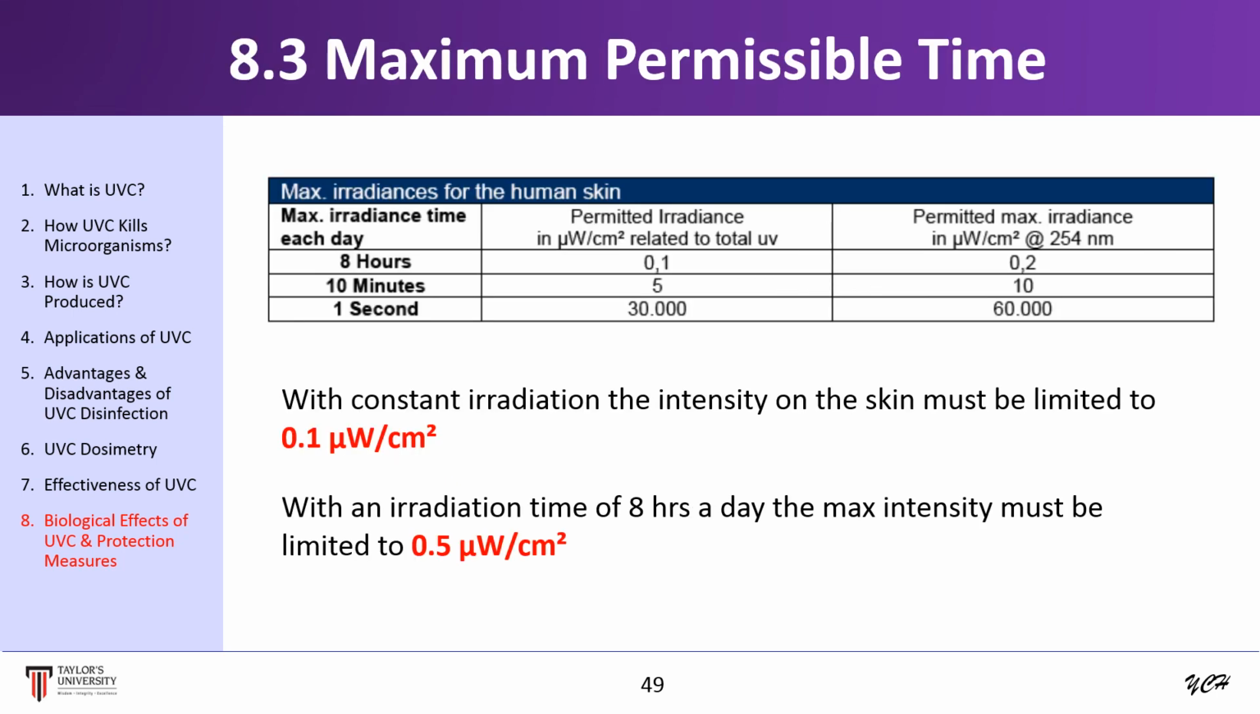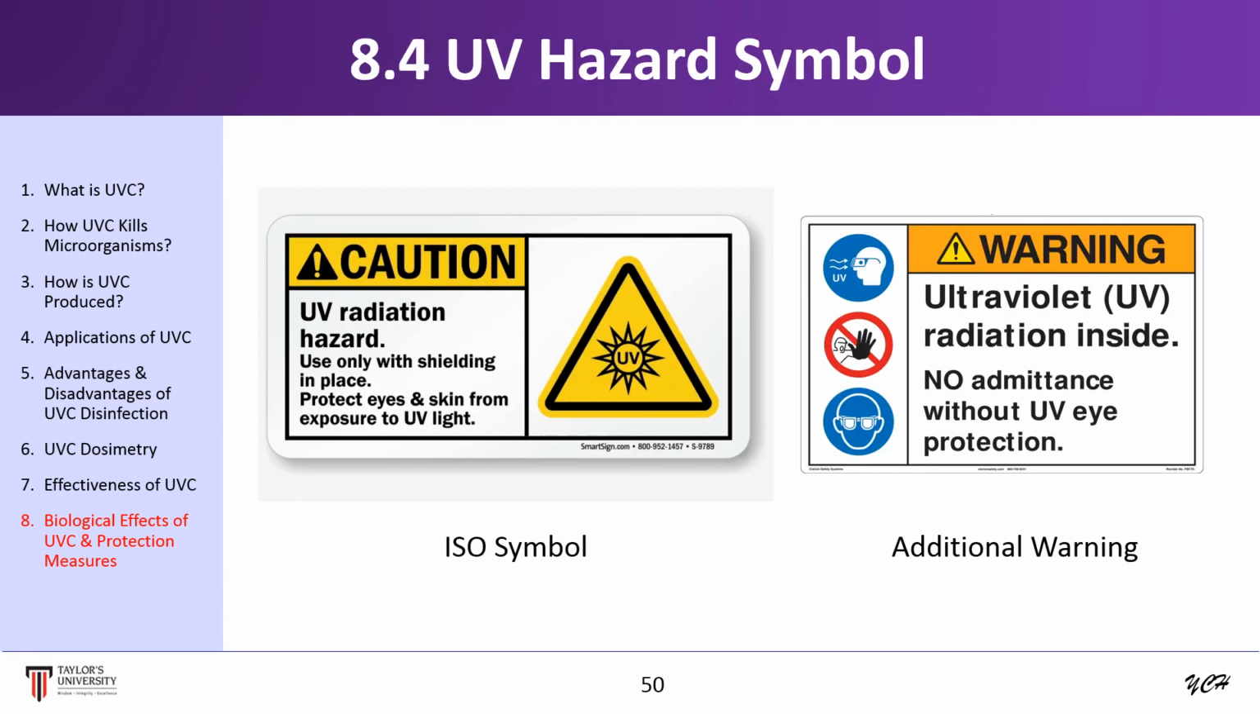This is the maximum permissible time for UVC exposure, with constant irradiations to the intensity on the skin must be limited to 0.1 microwatt per cm square. And with an irradiation time of 8 hours a day, the maximum intensity must be limited to 0.5 microwatt per cm square. And similar to the practice in ionizing radiation, the UV hazard symbol must be displayed at the area where the UVC exposure is undergoing.